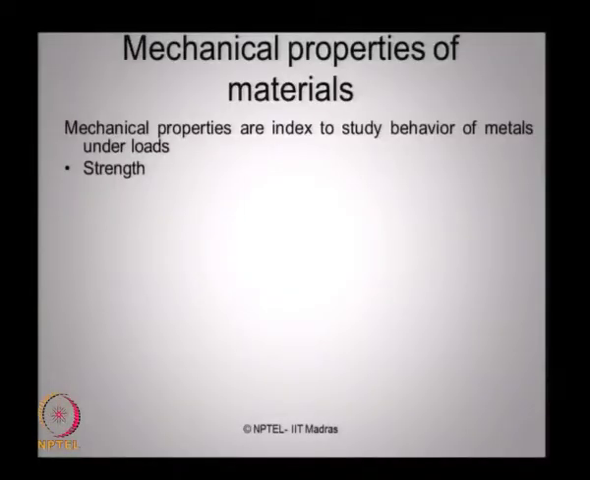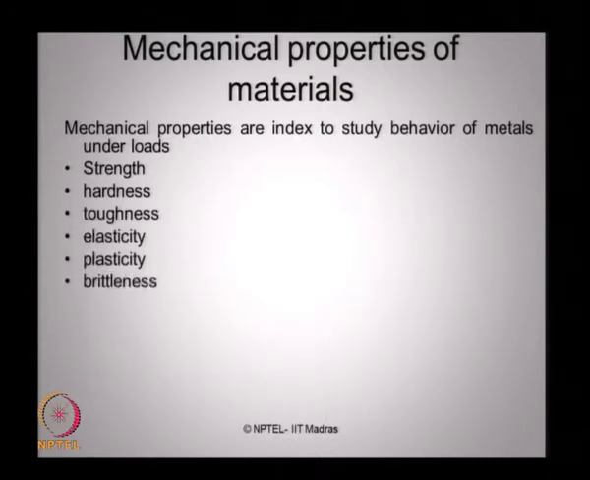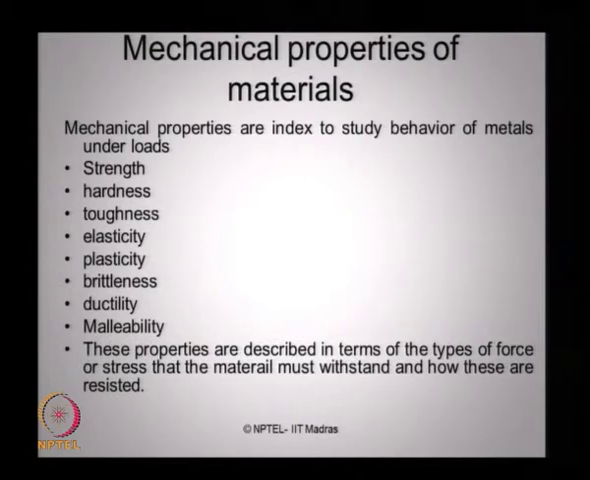The foremost property which code generally looks at while classifying the material is the strength, followed by hardness, toughness, elasticity, plasticity, brittleness, ductility and malleability. These properties are of course described in terms of the types of forces or stresses that the material must withstand and how they are resisted.